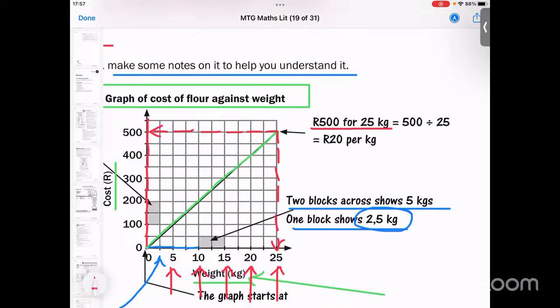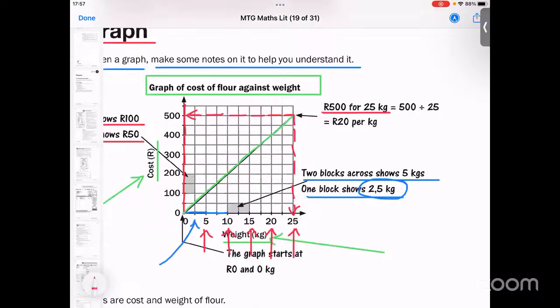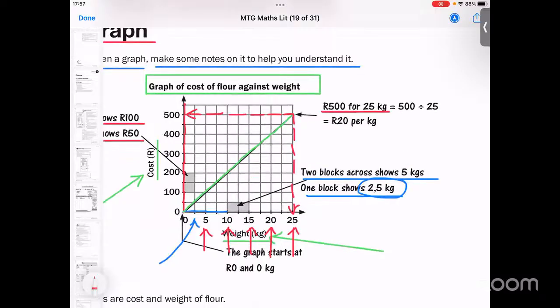It doesn't end there. If you want to know the cost per kg, then what you do is just to say, okay, that 500, when you divide it by that 25 kg, the answer that you will get will be in rands per kg. So if you punch that on a calculator, it will give you a value. And the value that you get is 20 rands.